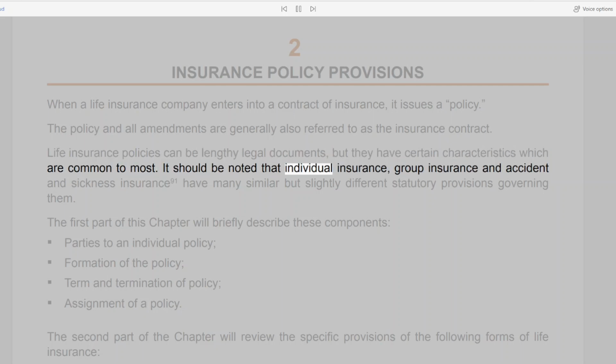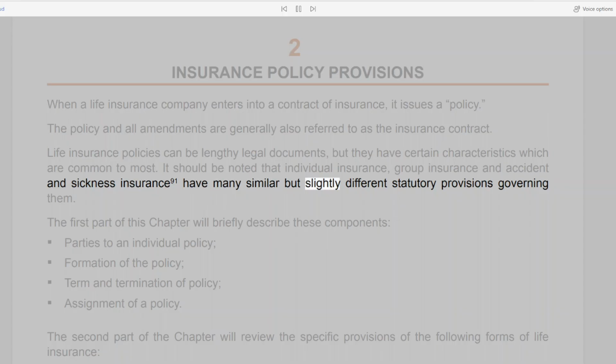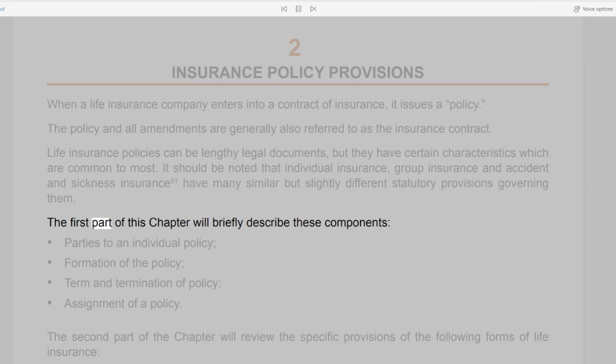It should be noted that individual insurance, group insurance, and accident and sickness insurance have many similar but slightly different statutory provisions governing them. The first part of this chapter will briefly describe these components: parties to an individual policy, formation of the policy, term and termination of policy, assignment of a policy.